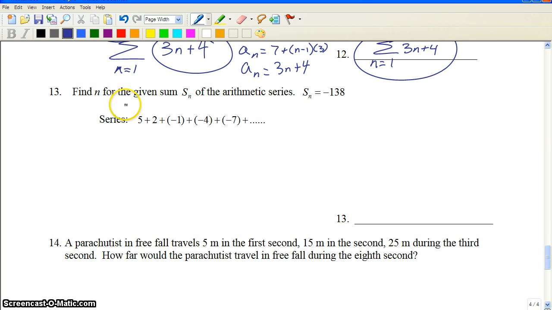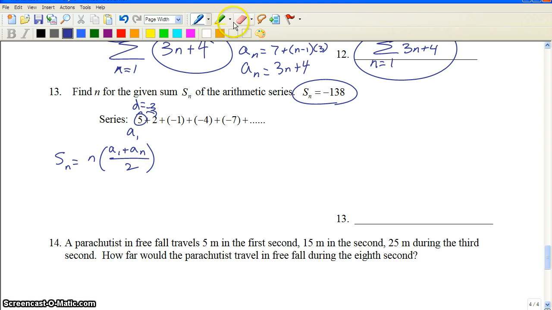Find n for the given sum s sub n for the arithmetic sequence when s sub n equals negative 138. So let's see what we can get from this series. Well, we know a sub 1 is that. Sure looks like we minus 3 each time, so d is negative 3. And we have this information. So let's package that and see where we go. We know that the sum of an arithmetic sequence is s sub n equals n times a sub 1 plus a sub n, over 2.